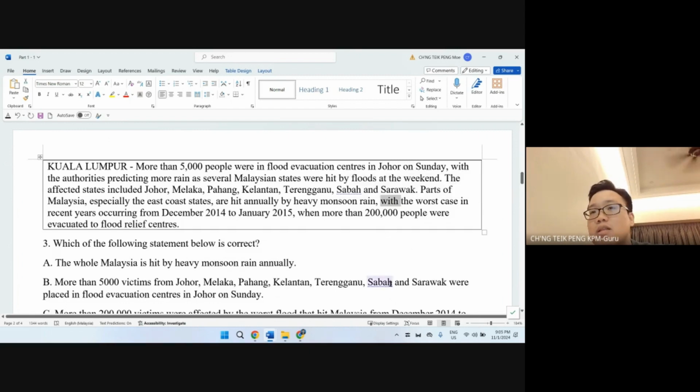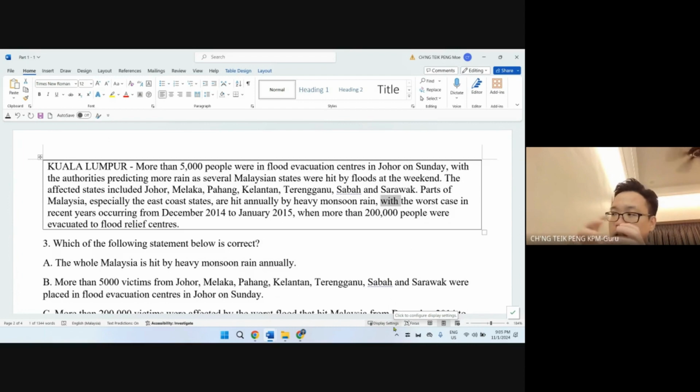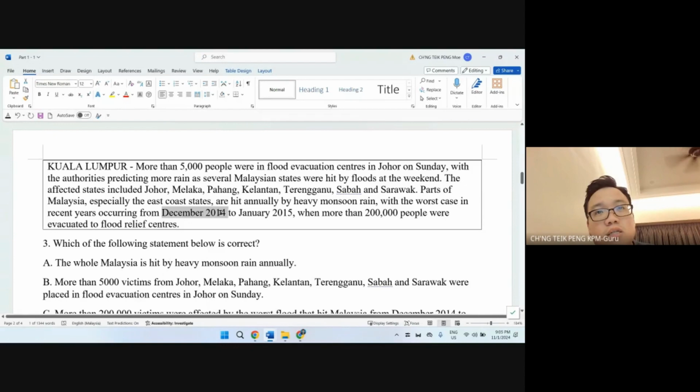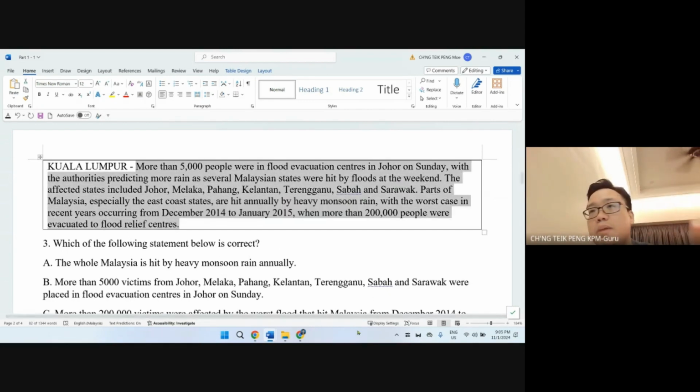So we have learned how to use "with," right? So we use "with" to add information, and it means have something. So it means Malaysia has the worst case in recent years, occurring from December 2014 to January 2015, when more than 200,000 people were evacuated to flood relief centers. Okay, so this is a long one, and we have got a lot of main ideas here.